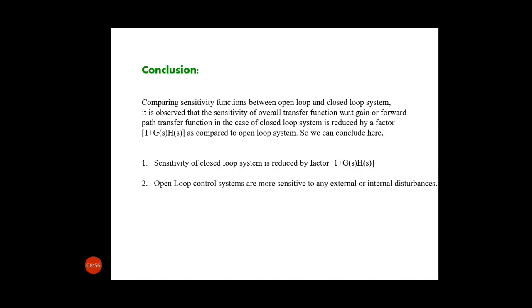So we can conclude here that if we compare open loop and closed loop system, the sensitivity of the overall transfer function with respect to forward path transfer function in the case of closed loop control system is reduced by a factor 1 plus G(s)H(s) as compared to open loop system. And it is preferable that the sensitivity function should be minimum in control system. In control system application, it is preferable your sensitivity should be minimum.